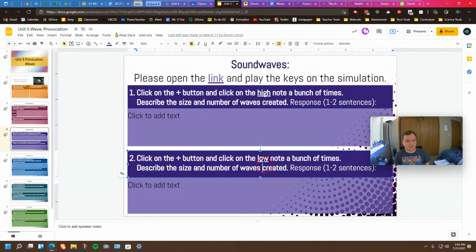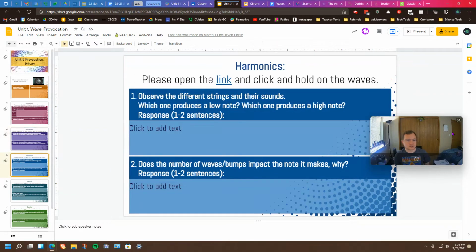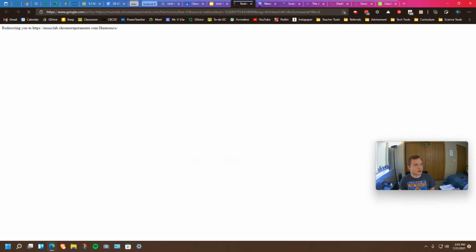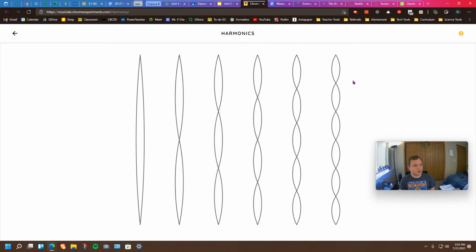You're going to click on the plus button like I showed you how to do and do descriptions of that. And then you're doing something really similar, but now you're using a different tool. In this case, you're going to use the harmonics. You'll see these harmonics are already set up like waves as well, with this one having lots and lots of bumps, and this one only has one bump if you play them. A really low note there versus a high note.